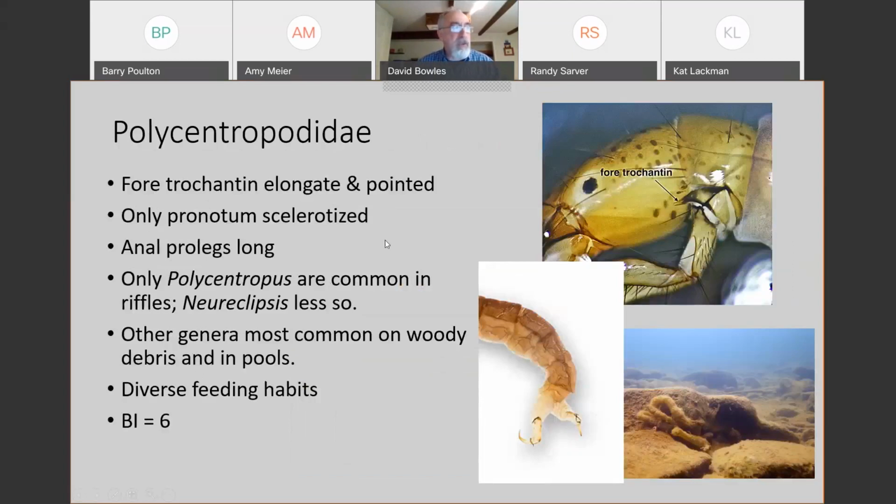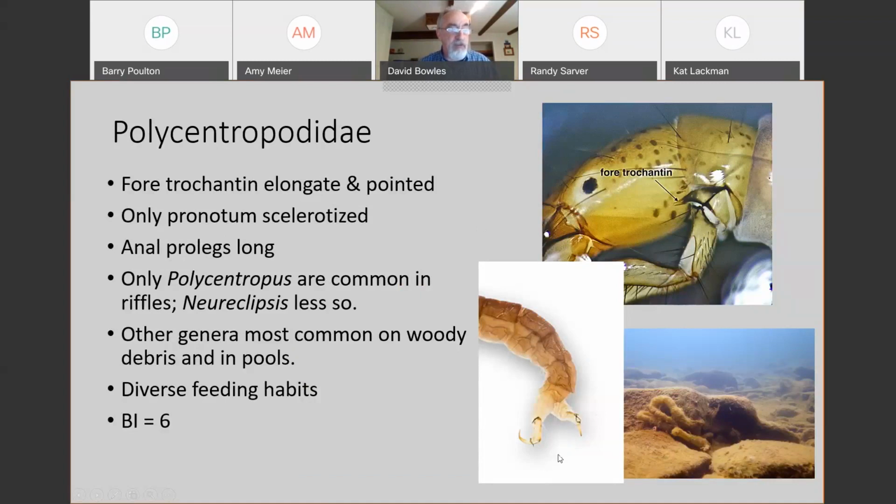Recall the hatchet-shaped trochanter in the Psychomyiidae. In Polycentropodidae, it's very pointed and almost finger-like in appearance, as opposed to hatchet-shaped. So that's one way of quickly distinguishing between the two. Otherwise, they superficially look the same.